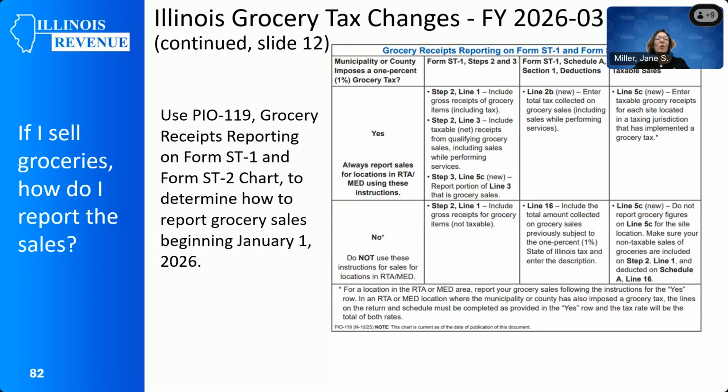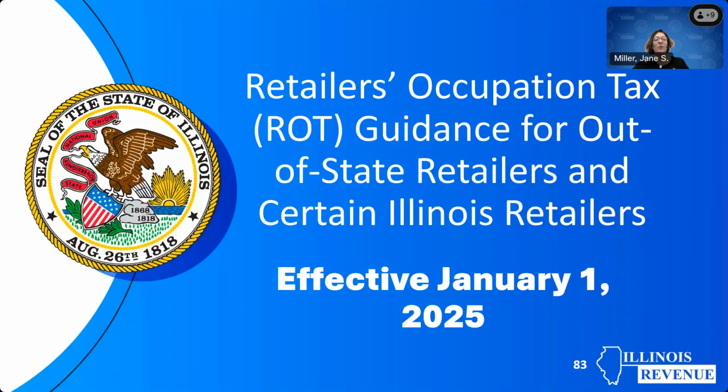And this is the PIO 119. So you look at the chart and ask the question: did your rates change in your area? And this is what you do. You follow the instructions for the ST1 if they did change, and if they didn't change, you follow the instructions there on the second row.